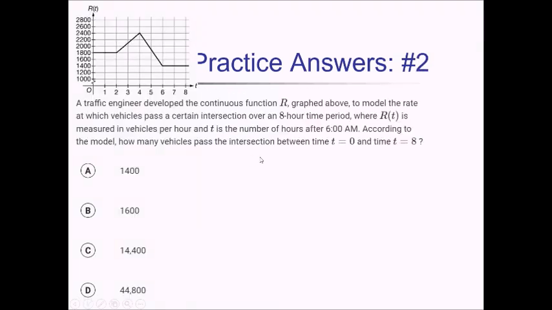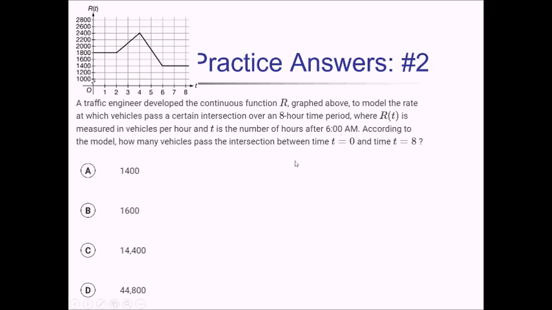On this one, we have a traffic engineer developing the function R, shown above here, to model the rate at which vehicles are passing an intersection over some 8-hour period. Basic idea, we want to know how many vehicles actually do pass this intersection from time 0 to time 8. Where t is just the number of hours since 6 a.m.